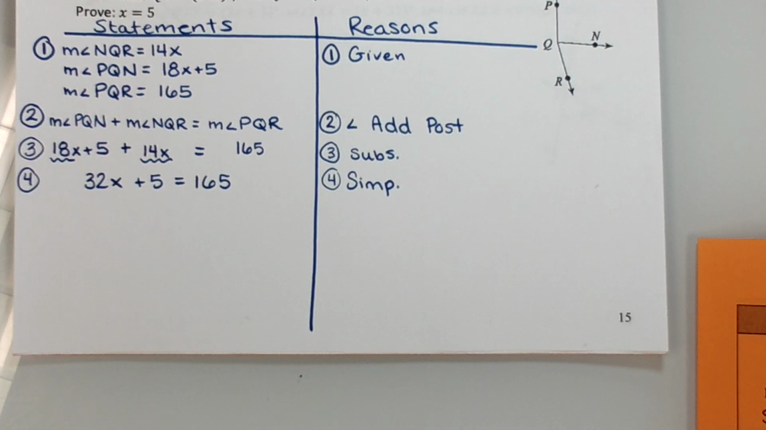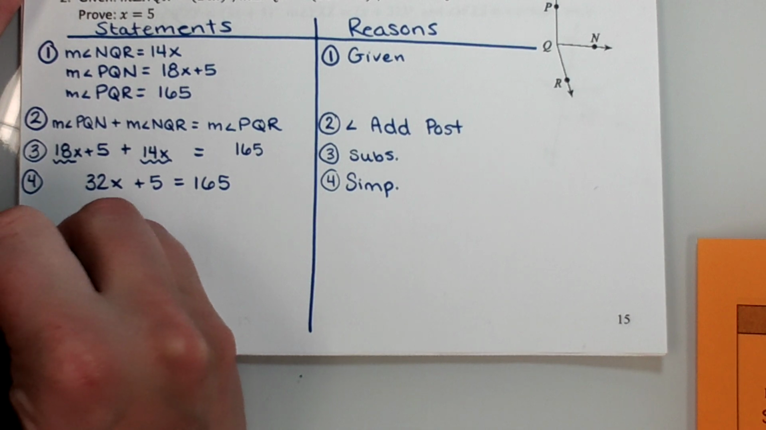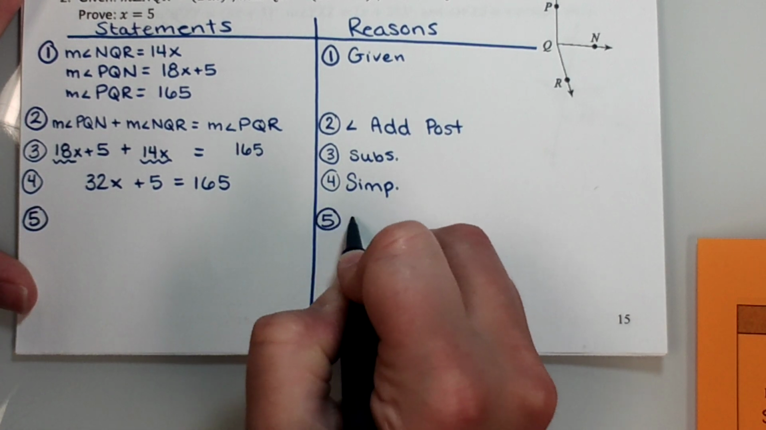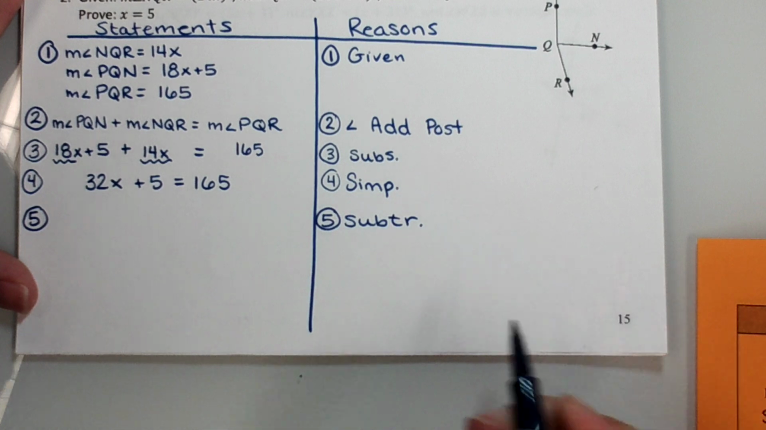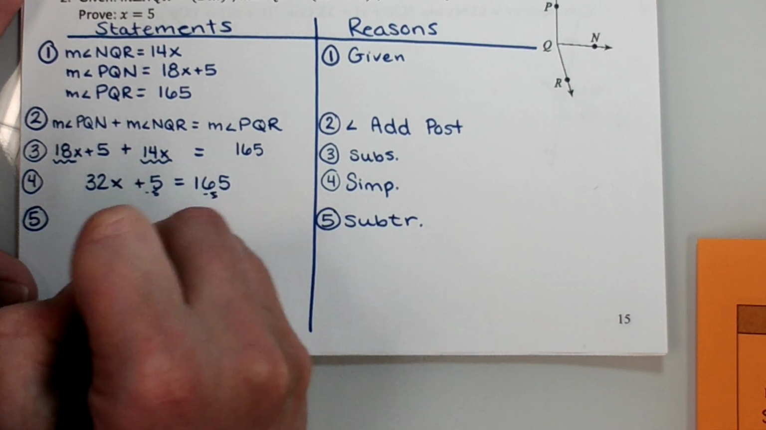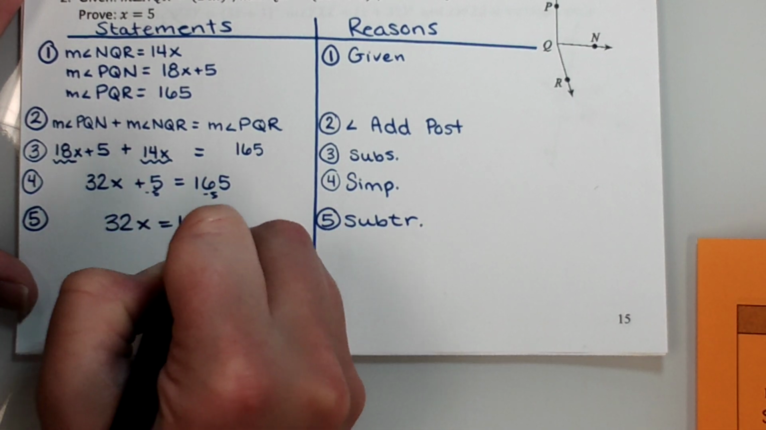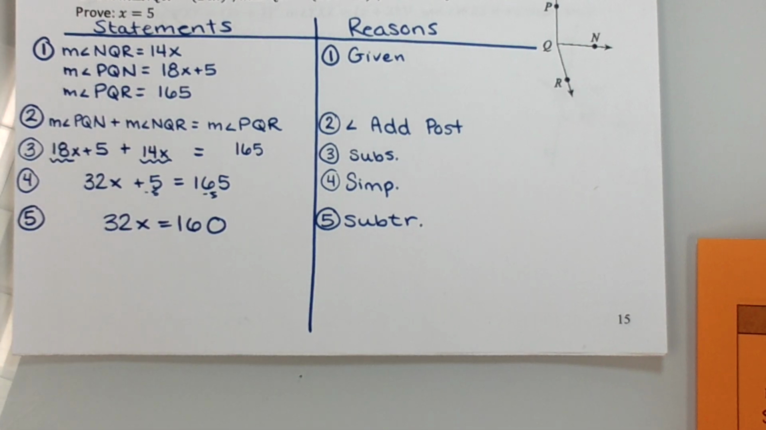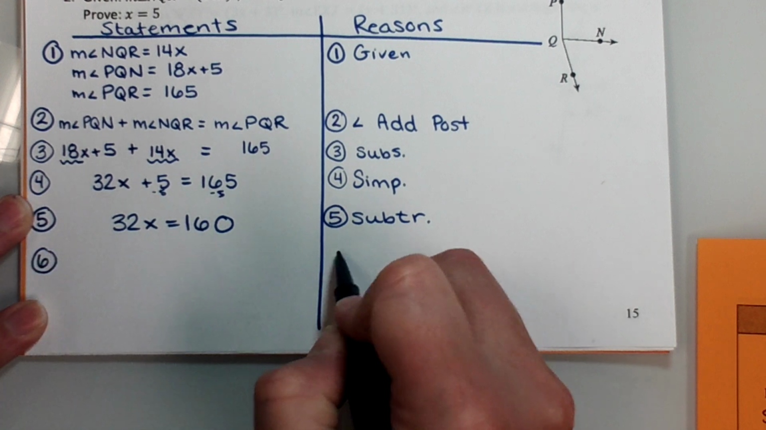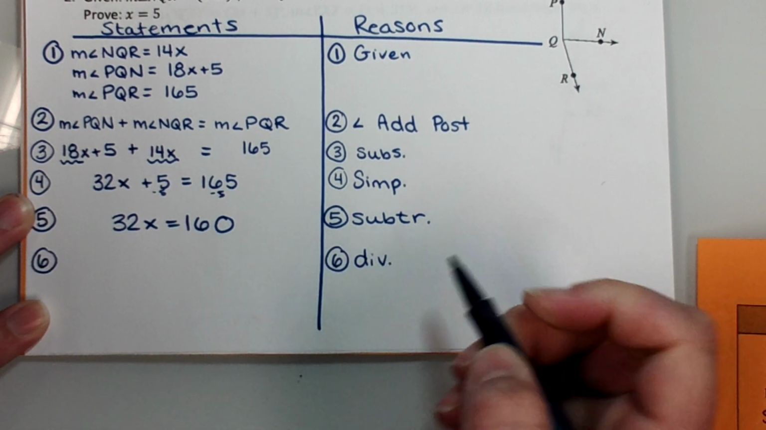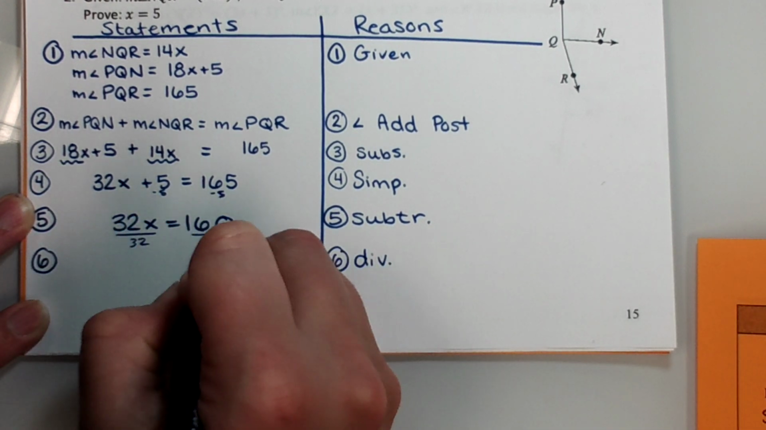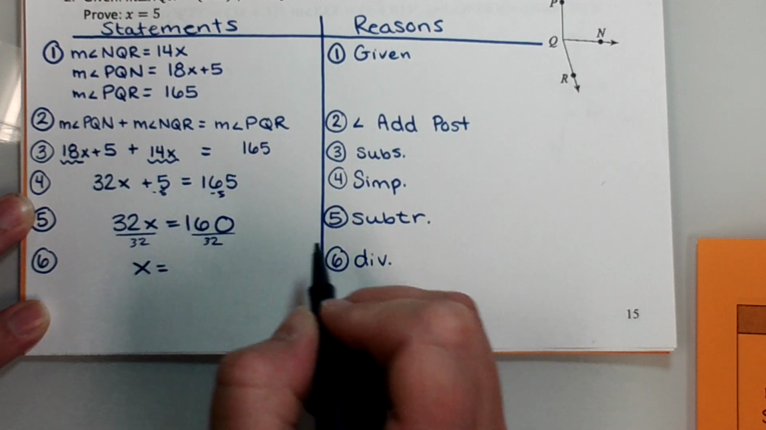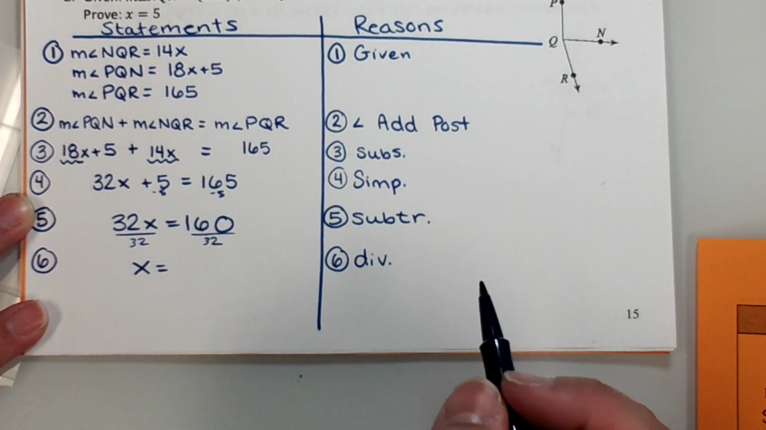Jasmine, what would you tell me to do next? Subtract what? 5. So we're doing subtract. Subtract the 5. 32x equals 160. Haley, back in. How would you tell me to finish it off? Divide by 32. The reason is divide. Divide by 32, and I get x is equal to 160 divided by 32, which is 5.